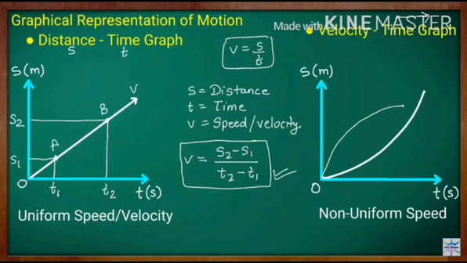Now, the graphical representation of motion: the distance time graph, and the second is the velocity time graph. Now first, the distance time graph. See, in the first graph there is a straight slope showing uniform speed or velocity. In the second graph it is a curve, upward or downward, showing non-uniform speed.